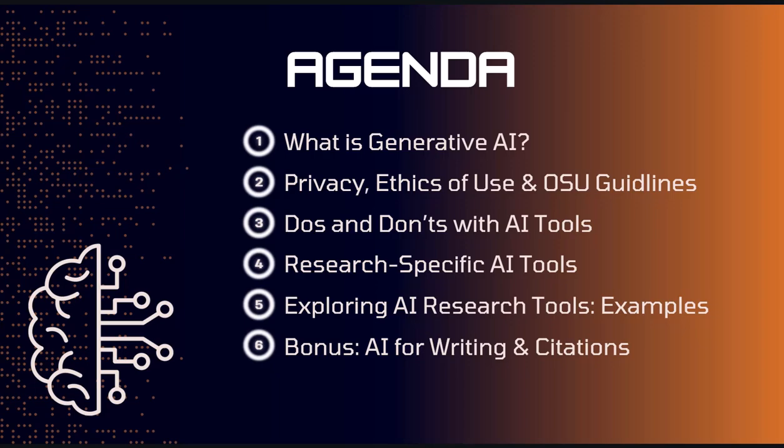And then we'll look at what's currently out there, naming some AI tools that are specifically designed for research, as well as some popular chatbots. Then we're going to select a couple of those tools and look at examples of how they can be used for research, especially in conjunction with the library databases. And then we'll wrap up with a quick discussion on AI for writing and citations, which is not the focus of today's workshop, but is still important to consider during the research process.